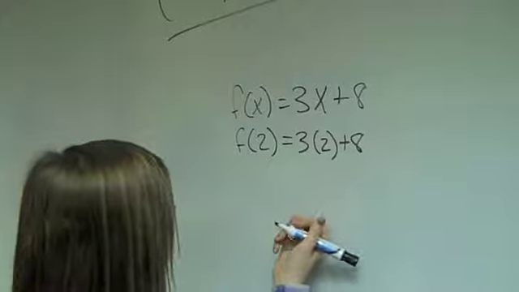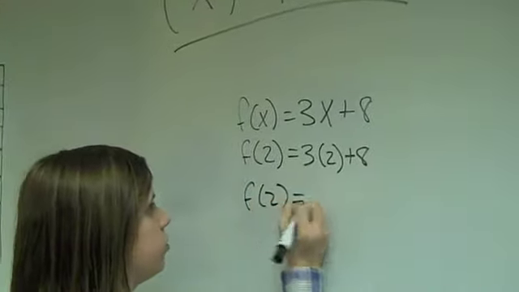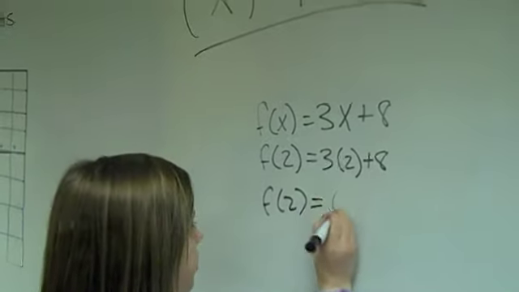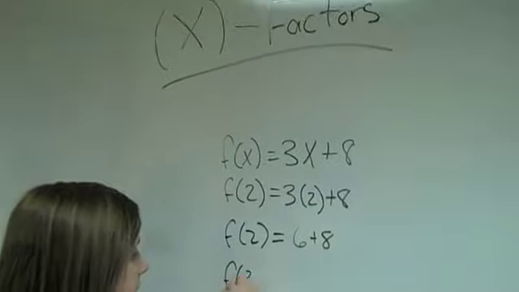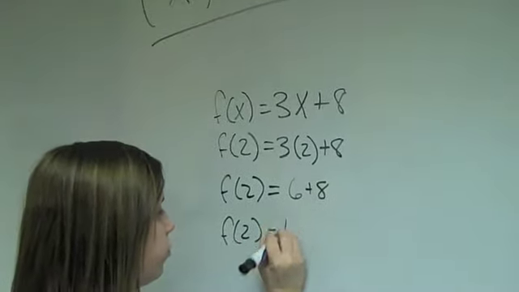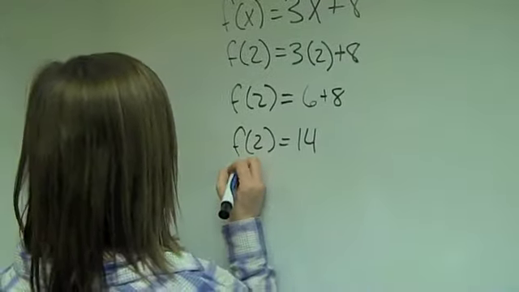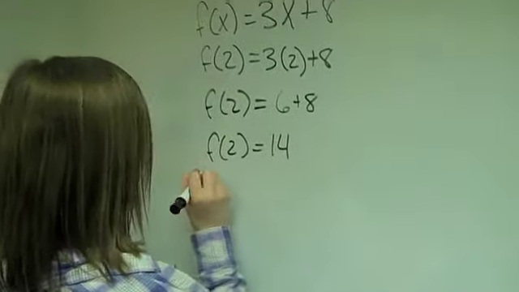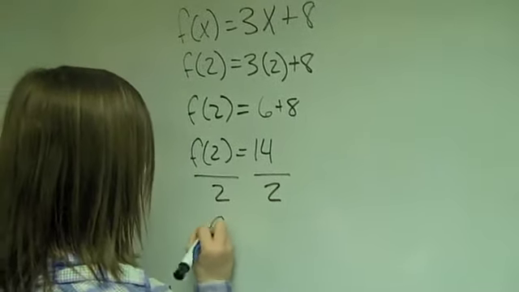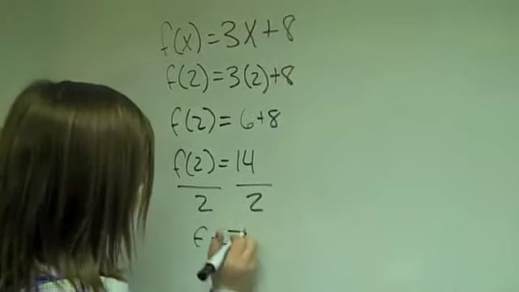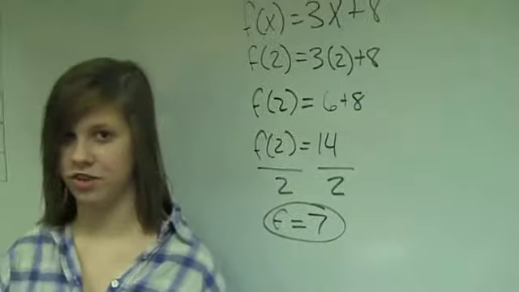Okay, now I know how to solve it. So you take f of 2 equals, now you take 3 times 2 equals 6 plus 8. And then bring f of 2 down again, equals 14. Isn't that right? Okay, and then don't you divide by 2? Yes. Alright. Divide by 2, so f equals 7 is your final answer. And that's how you solve a function.